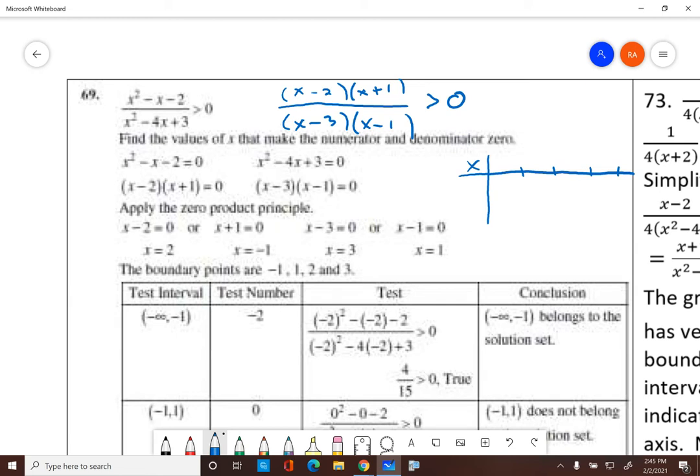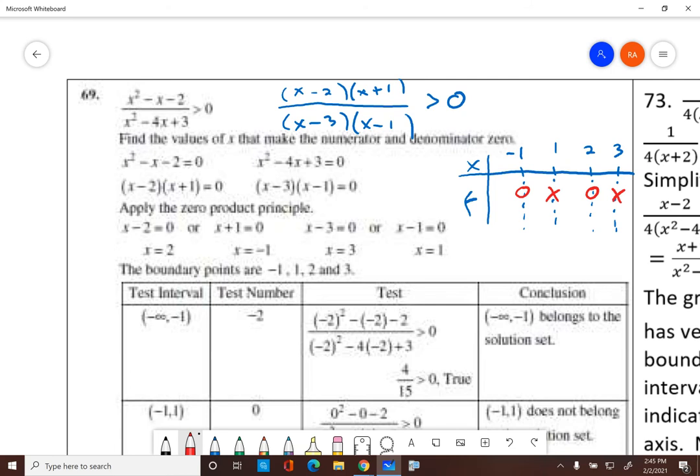See if I can list them all here. I have negative 1, 1, 2, 3, and function values. Okay, so let's see. 1 is going to be a vertical asymptote. 3 is a vertical asymptote. Negative 1 is an x-intercept, and 2 is an x-intercept.